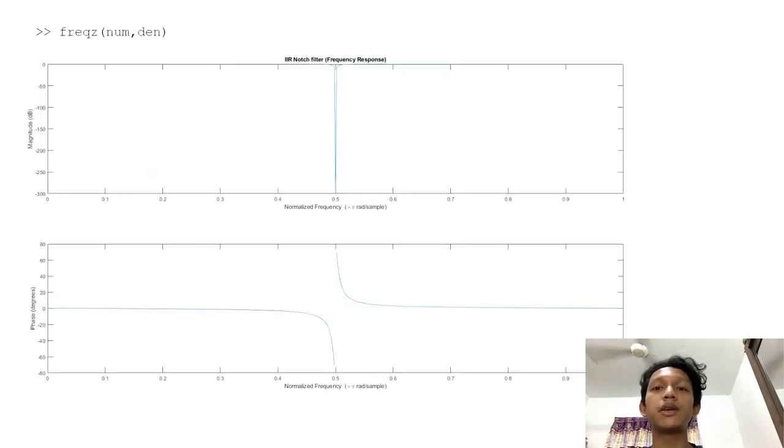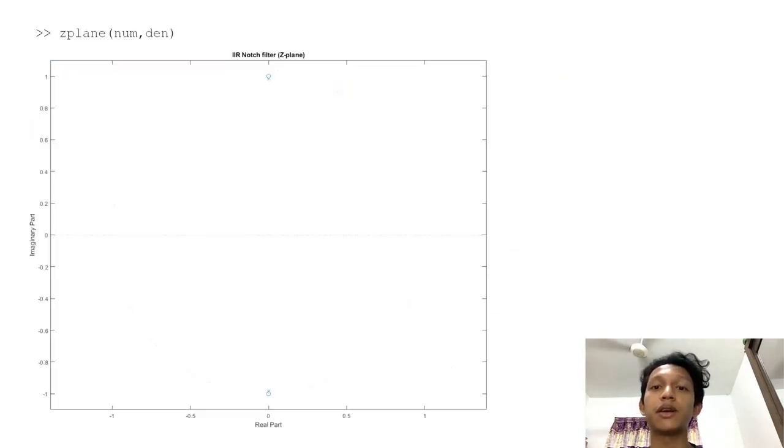To plot the frequency response of this filter, we can use the freq_z function. We can see from the frequency response that there is a very sharp attenuation at 0.5 normalized frequency, which is where the noise is located at. To plot the poles and zeros of the filter in z-plane, we can use the z-plane function.